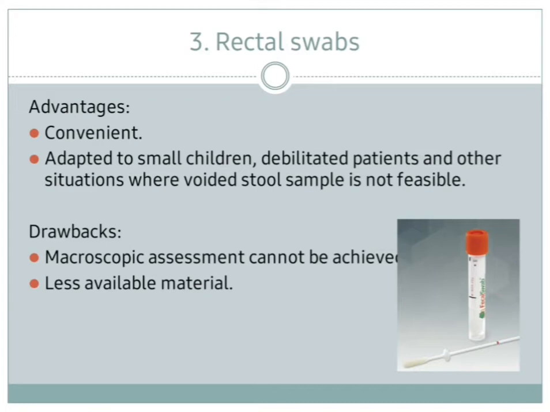3. The rectal swabs. Sometimes we cannot take the whole stool specimen for some reasons, for example in small children or debilitated patients, where it is difficult to take the voided stool, so in these cases we use rectal swabs. Rectal swabs are convenient, but the drawback is that macroscopic assessment cannot be achieved and also it will take less available material than the voided stool sample. This is about the rectal swabs.